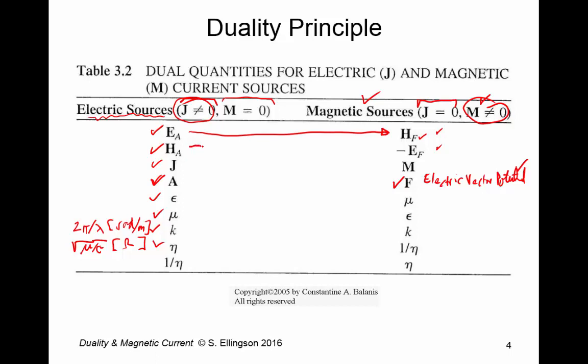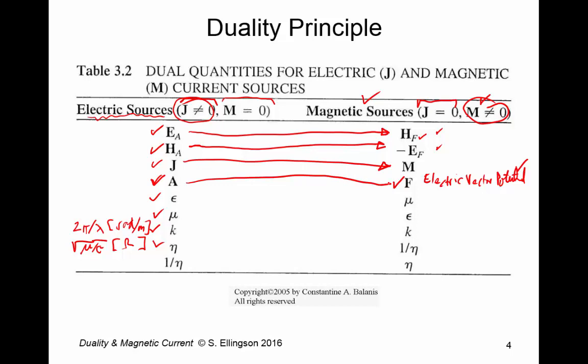H in the electric current source scenario becomes minus E in the magnetic current source scenario. So we change H to E and we add a minus sign. J's, of course, become M's. A, the magnetic vector potential, becomes the electric vector potential. We'll say a little bit more about how that's computed later in this lecture.